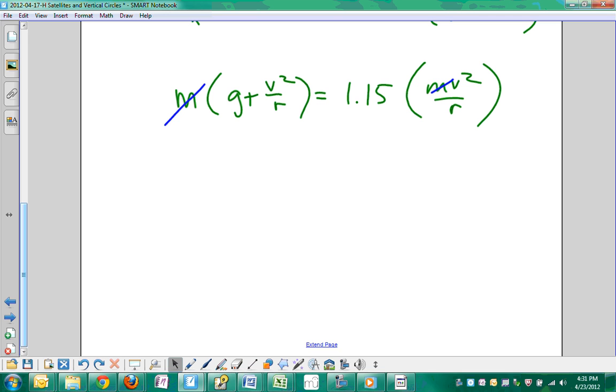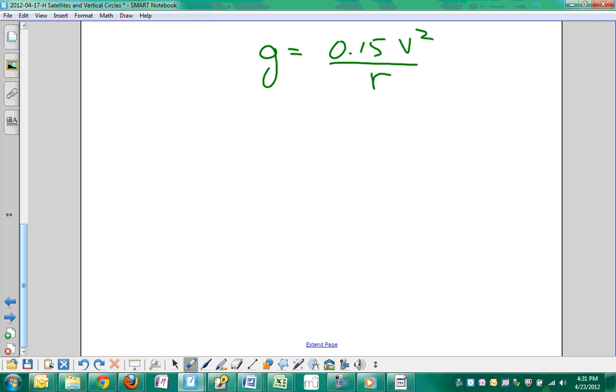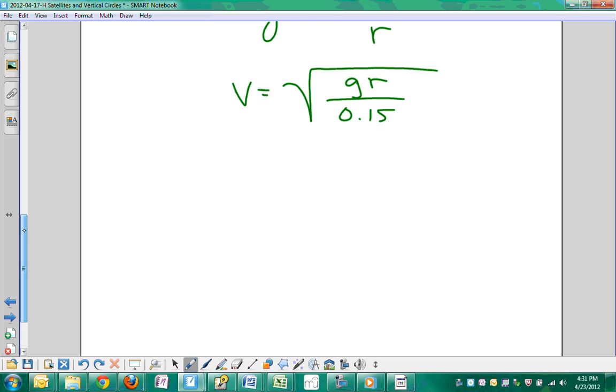Now we're trying to find the speed, right? So we have g plus v squared over r, so we'll subtract v squared over r from each side, and we'll show that g is equal to 0.15 v squared over r. Multiply each side by r, divide by 0.15, and take the square root. We get v is equal to the square root of gr over 0.15. The radius we know, and g we know.